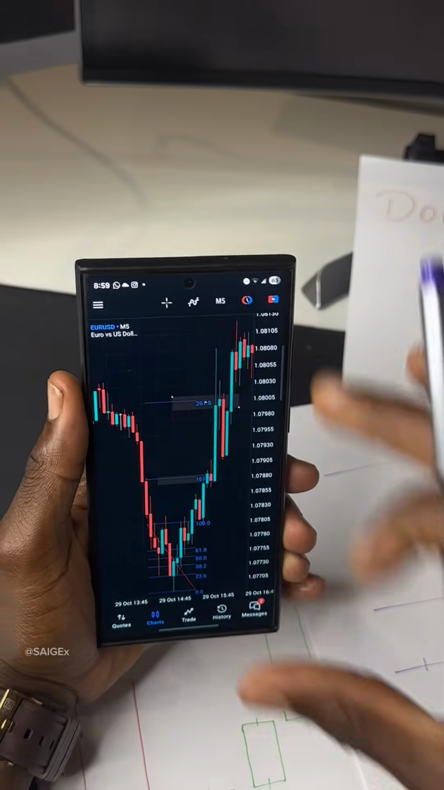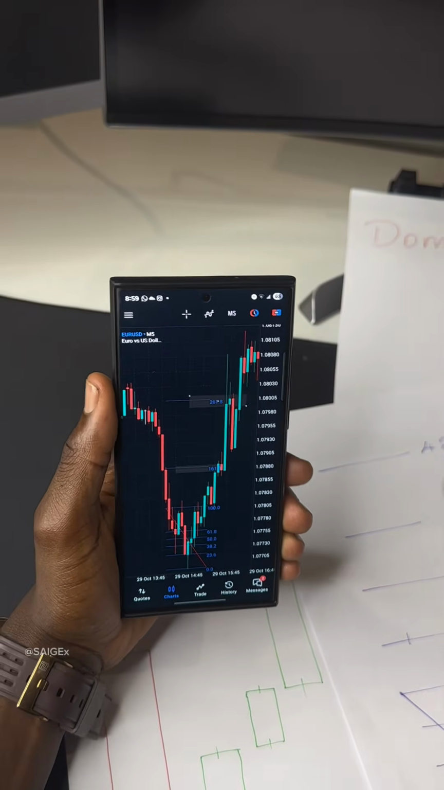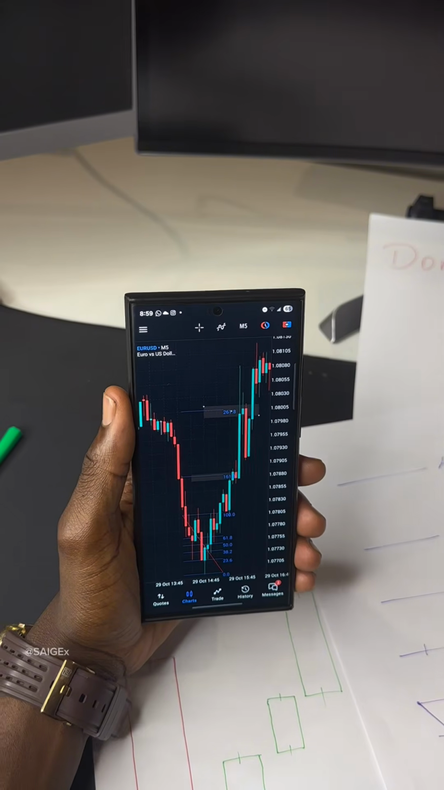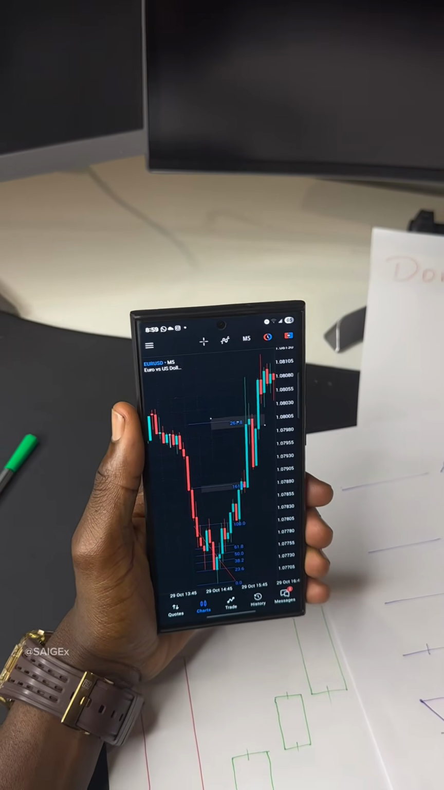Okay, so this is the strategy which I wanted to teach you, and I'm going to teach you more strategies, exactly like this one, until you understand. Okay, so let's go, Baba.